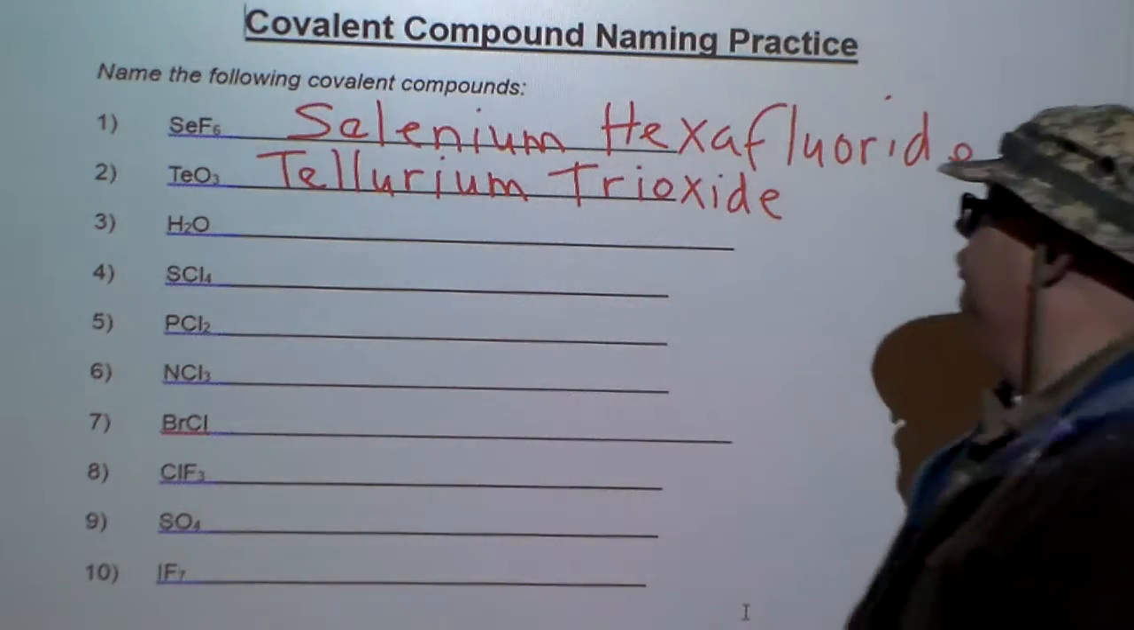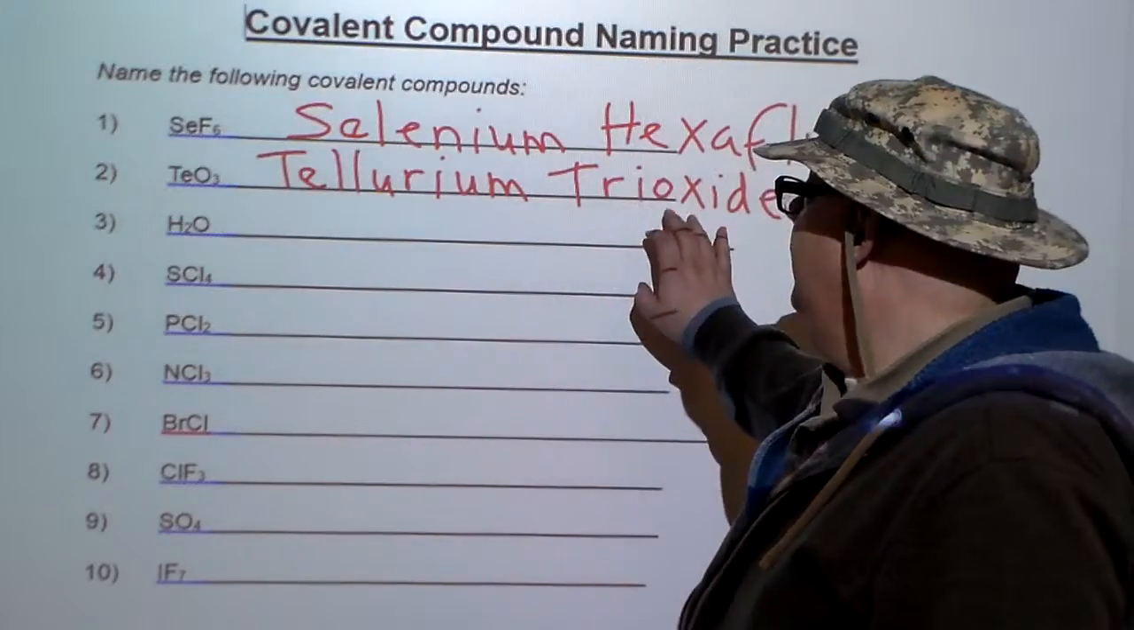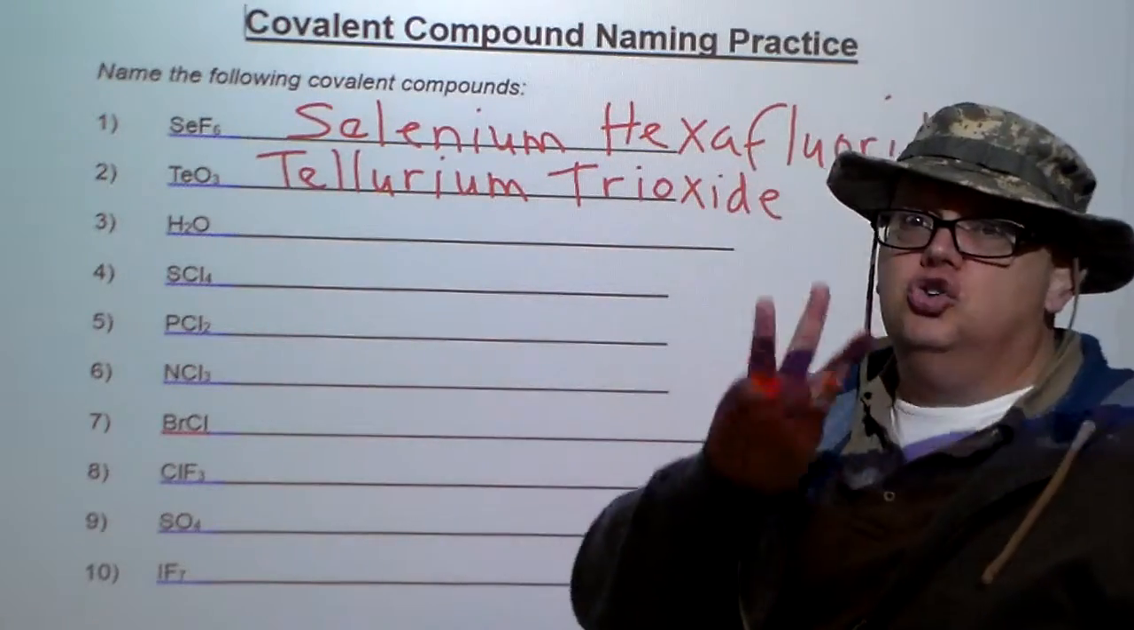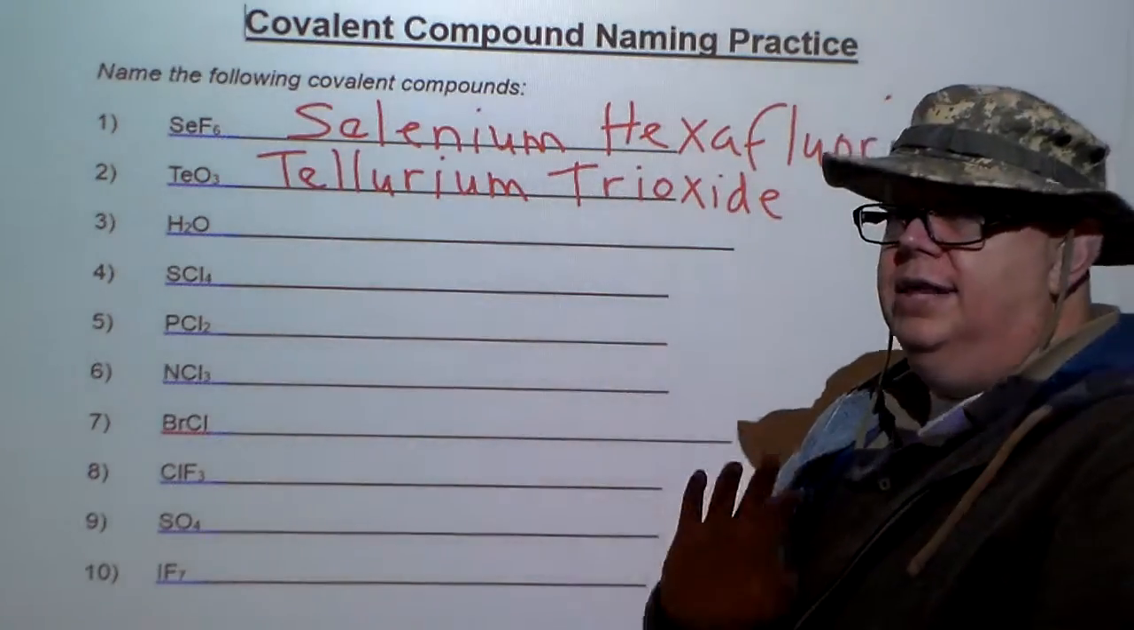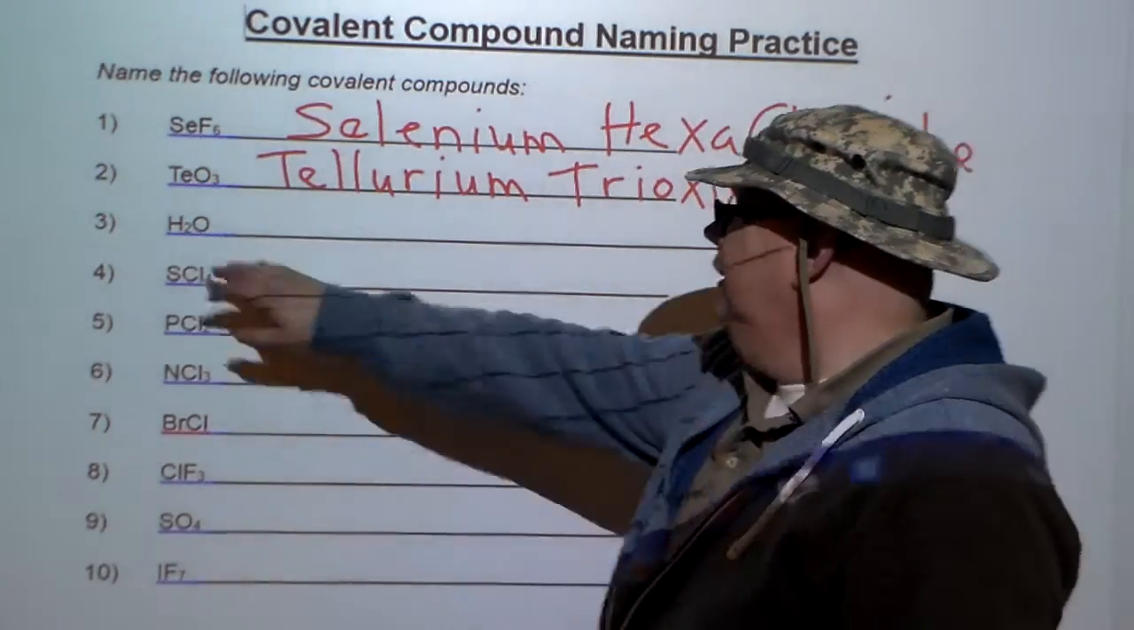Tellurium trioxide. So I got tellurium, I have oxide, but I've got 3 of them, so that's tri. Okay? Tellurium trioxide, and again, this is for covalent. Okay? Now let's take a look at this one.